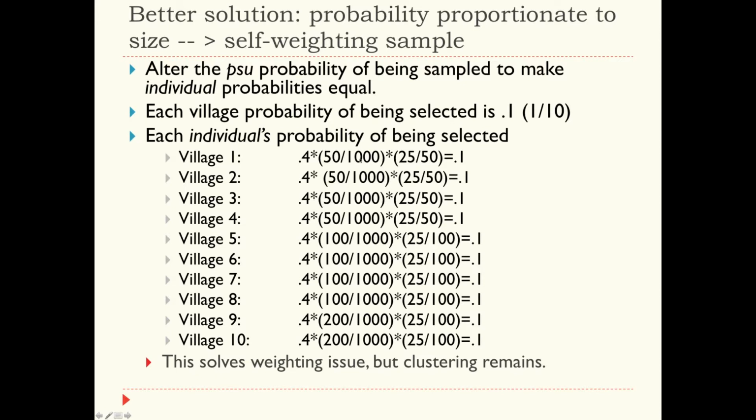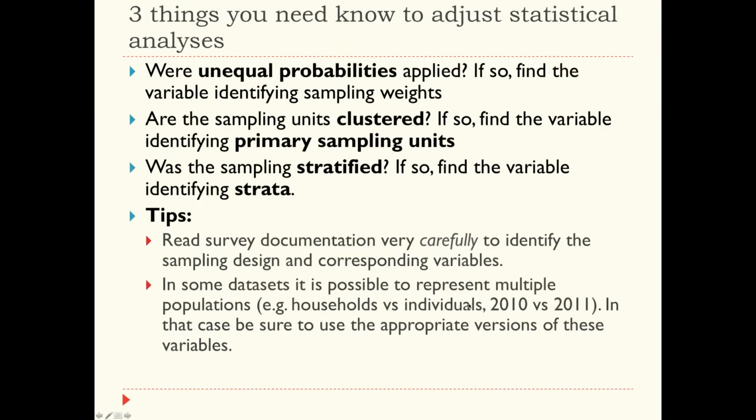The way you do that is you just add to your formula the proportion, the number of individuals divided by the total population size, and that makes everything balance out. This solves the weighting issue, but clustering remains. Most large-scale, high-quality surveys do this, and so you may wind up with a self-weighting sample, but you should never assume that. You need to always read documentation very carefully to make sure that that's the case.